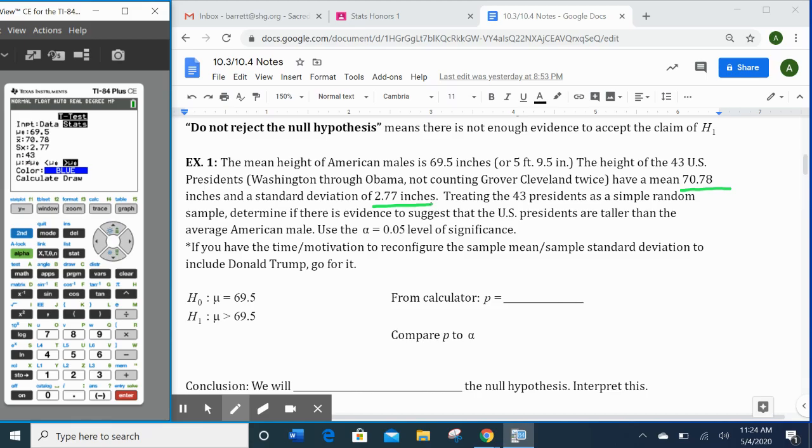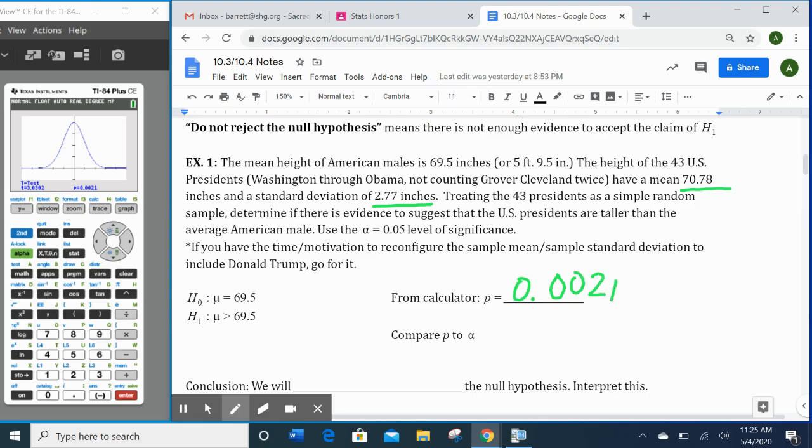And then because the alternative hypothesis is greater than, I want to make sure that greater than is highlighted. Calculate and draw will both give you the same information. I like looking at draw just because it actually might help us when we can't use our calculator for the next stuff. So they tell me that the p-value is 0.0021.